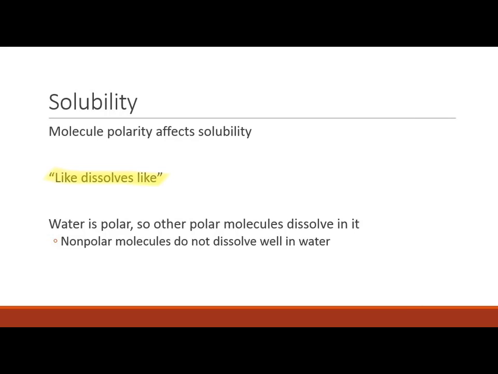Now, if you really wanted salad dressing that didn't separate, you could use vegetable oil and gasoline, because those are both nonpolar, and so by putting those together, they would mix very nicely, and then people would stop coming over for dinner all the time.